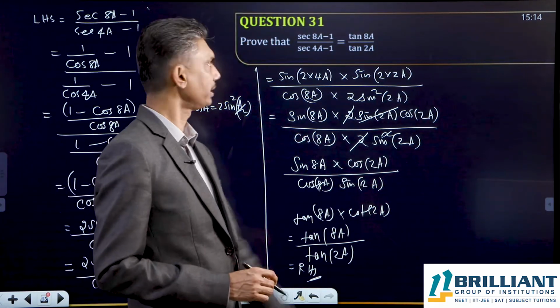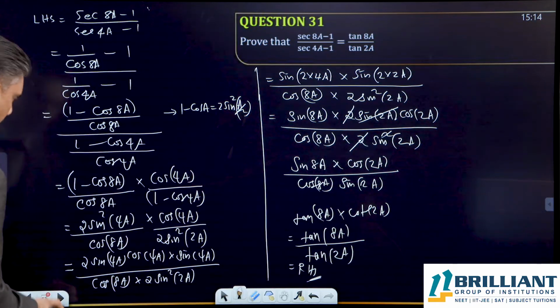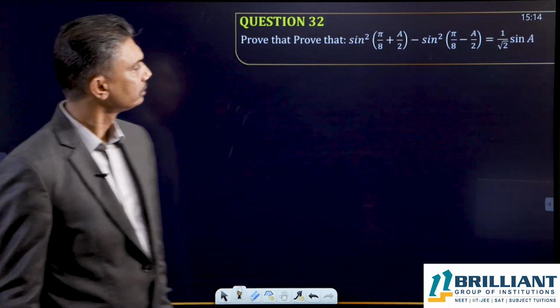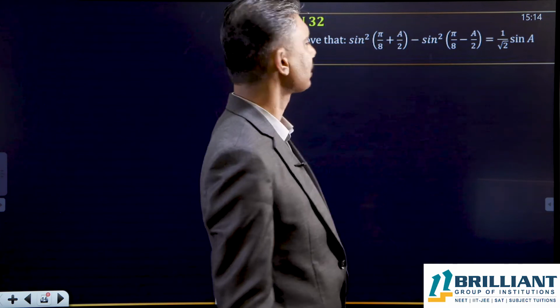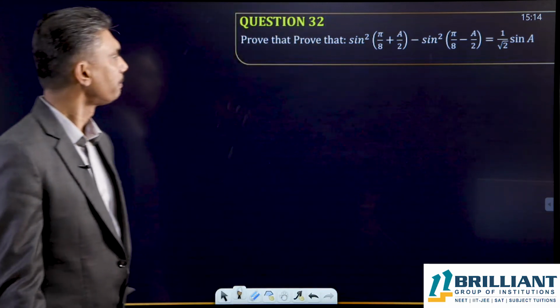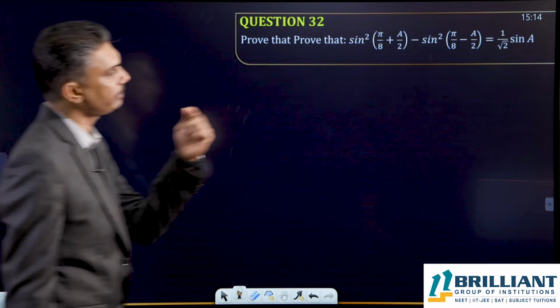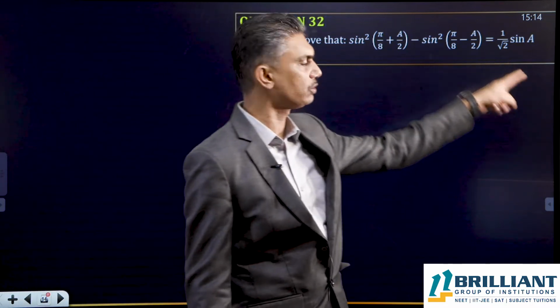Okay, so we can move to the next question. Now, sin square of pi by 8 plus a by 2 minus sin square of pi by 8 minus a by 2 is equal to 1 by root 2 sin a.